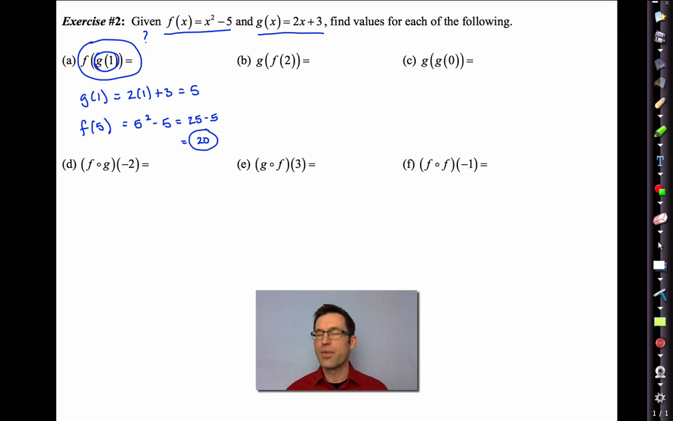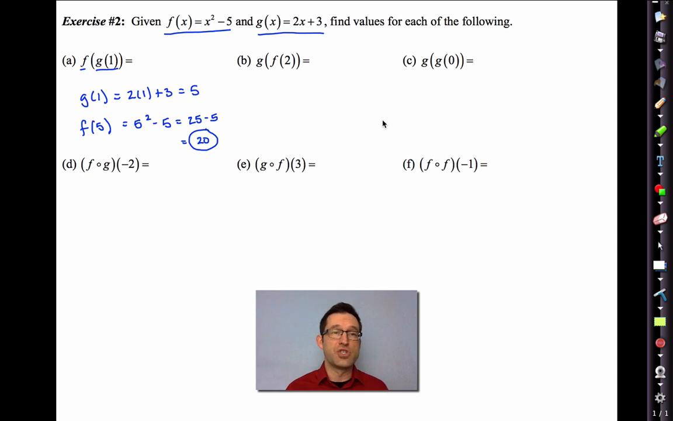Notice how I said that. Let me do a little erasing here because this got a little bit busy. I said f of g of 1. So I've got g of 1, which sits inside of f. It is the input to f.